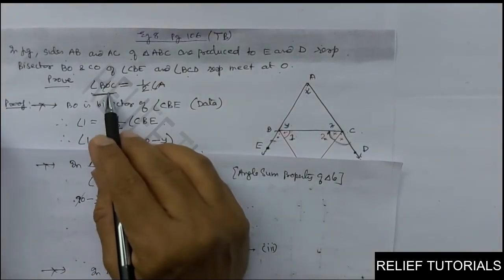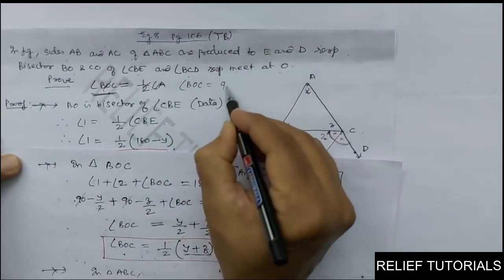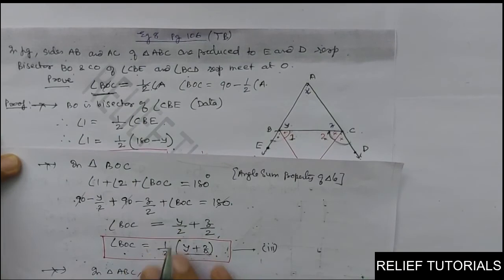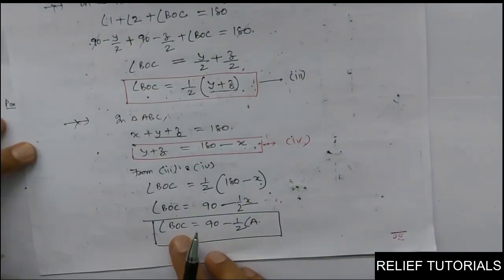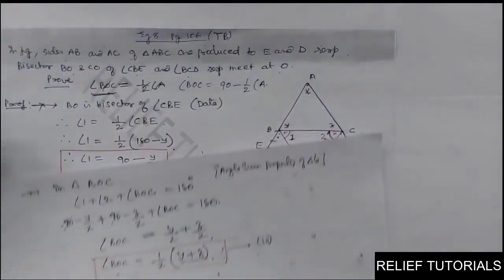See, there was a mistake in our 'to prove'. Actually, you have to prove angle BOC is equal to 90 minus half angle A. This we have to prove. Okay. So what we got here, angle BOC is equal to 90 minus half angle A. See, moral of the story we will see.